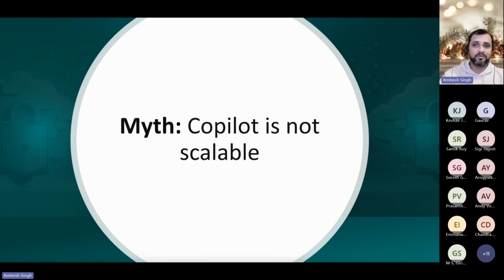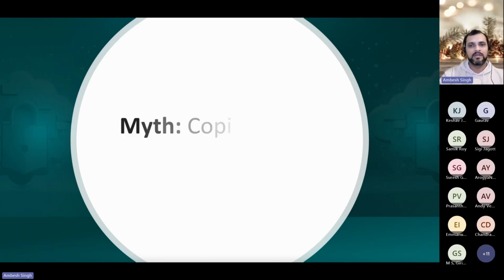The ninth myth is that Copilot is not scalable. The fact is that Copilot is highly scalable, like the other offerings from Microsoft, and can be used by organizations of all sizes. So even if you have an organization of 0 to 5 employees, or 0 to 5 million, it doesn't make any difference to them. It's highly scalable. Also, it is designed to work seamlessly with other Microsoft products and services, so it's easy to integrate with your existing workflows as well.